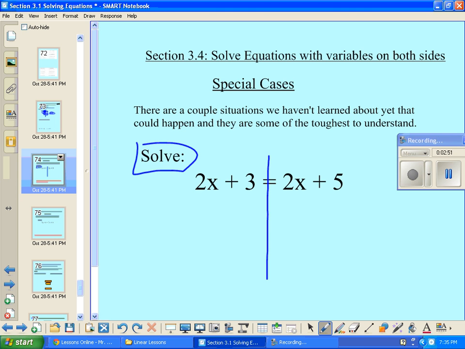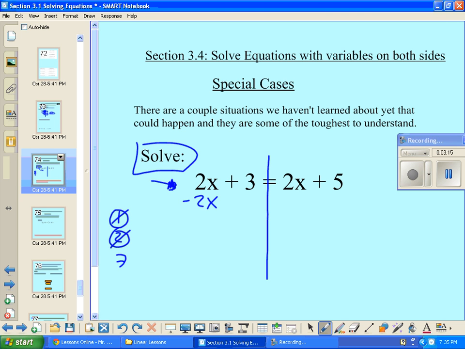So maybe I would think about my steps and say, okay, step number 1. Can I distribute anywhere? No, I can't. Can I collect like terms on either side? No, I can't do that. So I'm on step 3. Get the variable on one side. What I tell many students is try to eliminate the variables from one side, and that'll get them all on the other. So let's say I'm looking at this left side, and I'm going to eliminate the x's from this side.